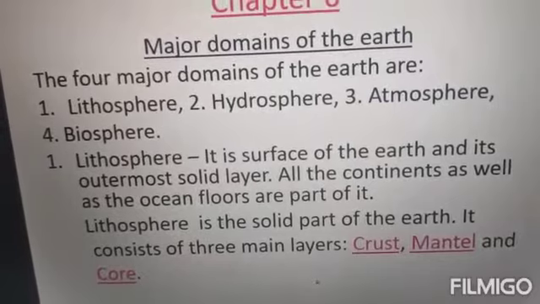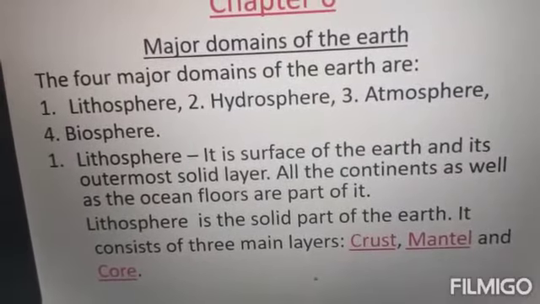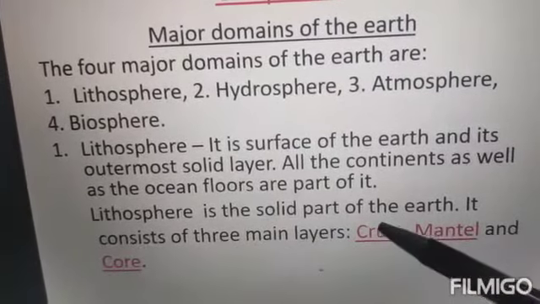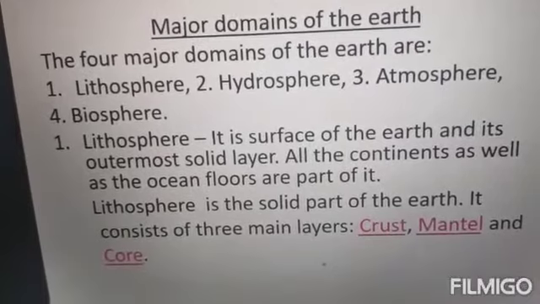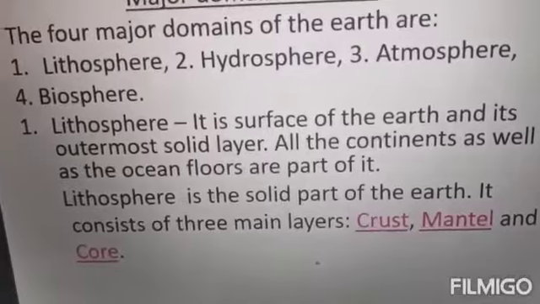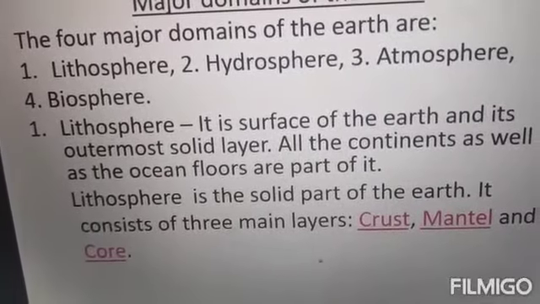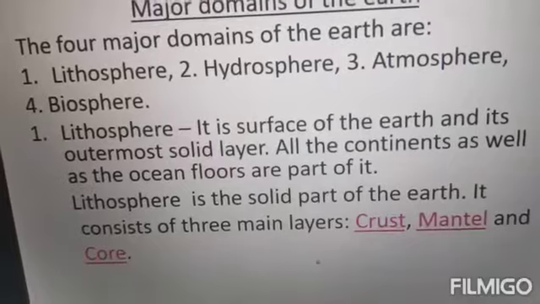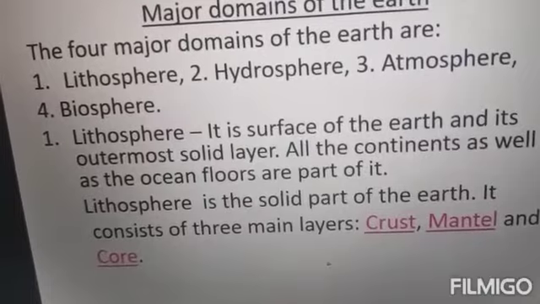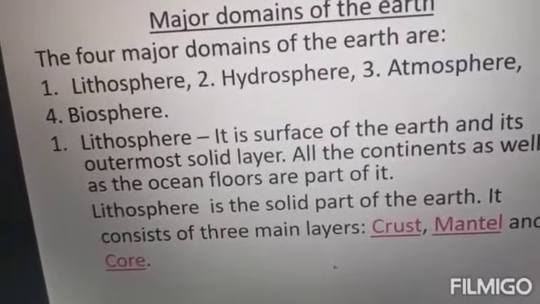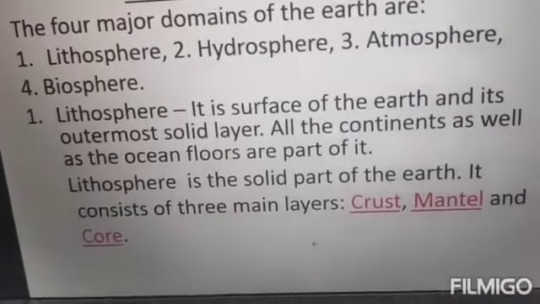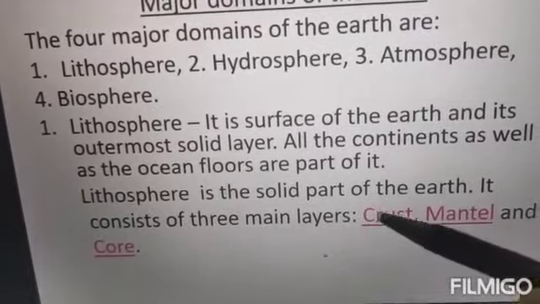The lithosphere consists of solid rocks. Lithosphere is the solid part of the earth. It consists of solid rocks and soil. Natural resources such as oil, gas and minerals are also found in the layers. Our planet is made up of a number of layers, namely the crust, mantle and the core. So lithosphere is the solid part of the earth.